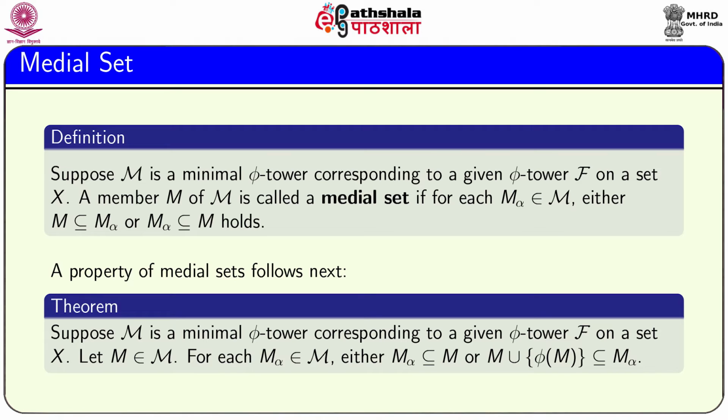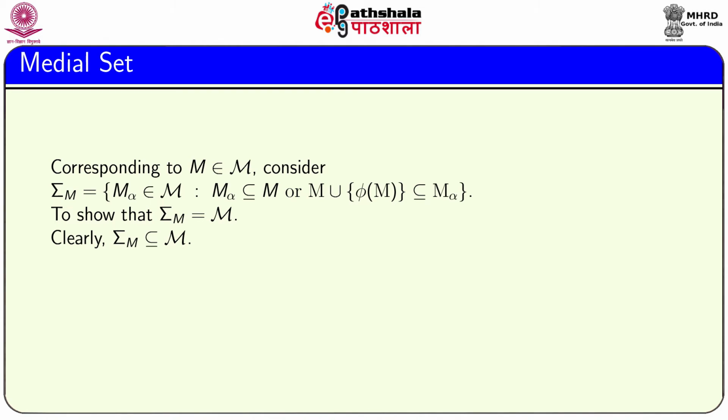Next theorem gives us a property of medial sets. Suppose script M is a minimal phi tower corresponding to a given phi tower script F on a set capital X. Let M belong to the minimal phi tower script M. For each M alpha belonging to script M, either M alpha is a subset of M or M union the set phi M is a subset of M alpha. Let us try to prove this theorem.